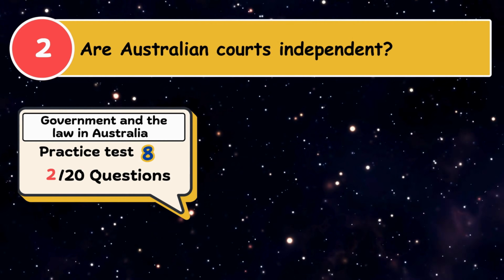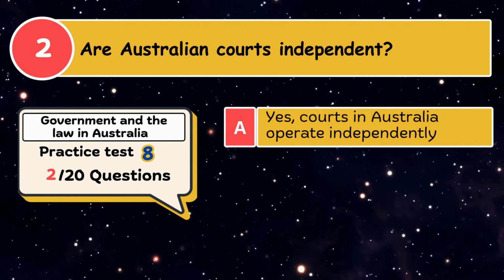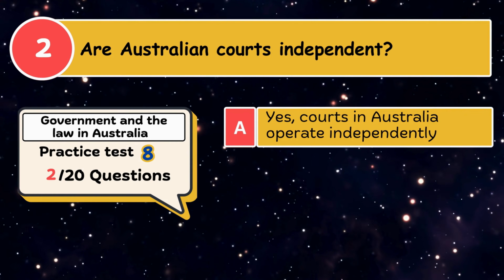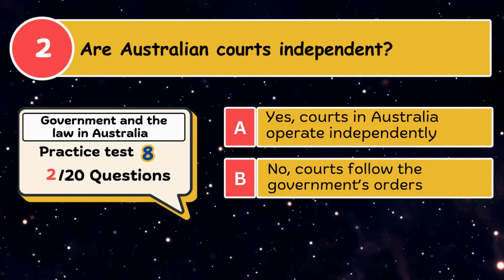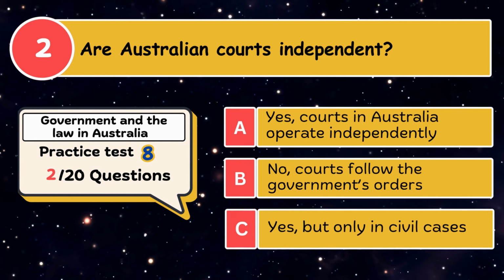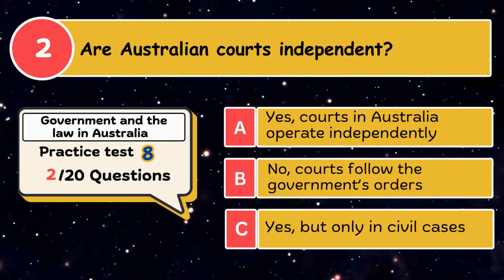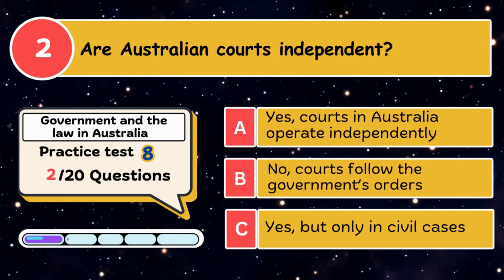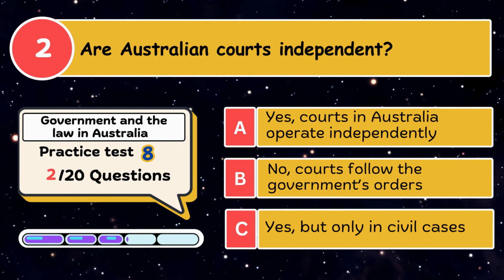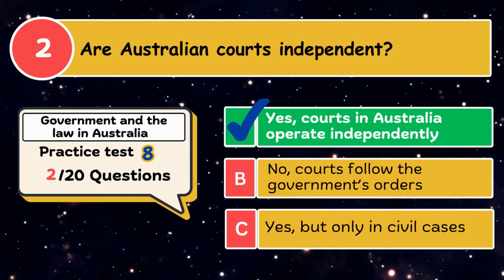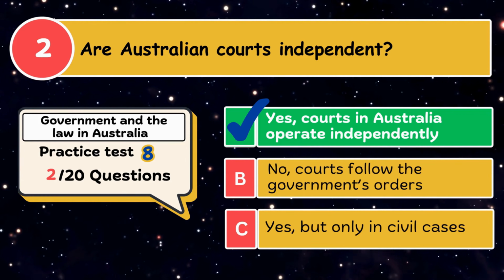Are Australian courts independent? A. Yes. Courts in Australia operate independently. B. No. Courts follow the government's orders. C. Yes, but only in civil cases. The correct answer is yes. Courts in Australia operate independently.